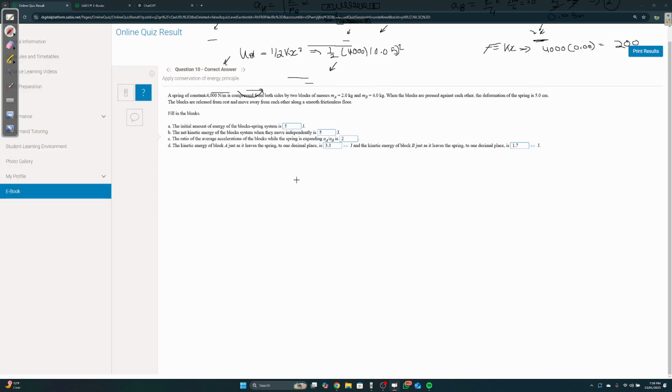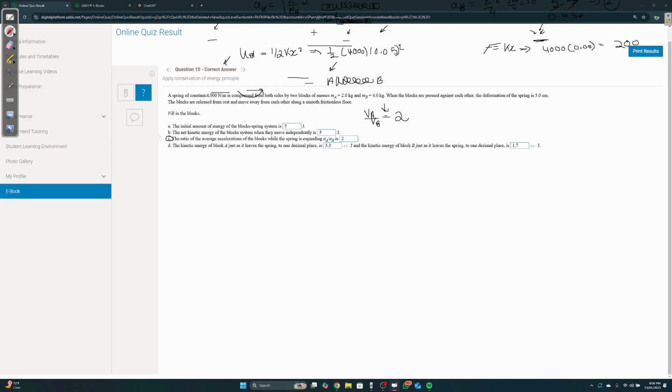Okay, for part D, you need to use part C. The ratio of the average accelerations A over B is 2. This also means that velocity A over velocity B is also 2. Why? Because block A and block B are on the same spring. The average accelerations' ratio is 2, so the ratio between the velocities should also be 2, because they're both on the same spring and it's the same deformation, 5 centimeters. So velocity A over velocity B should also be 2.